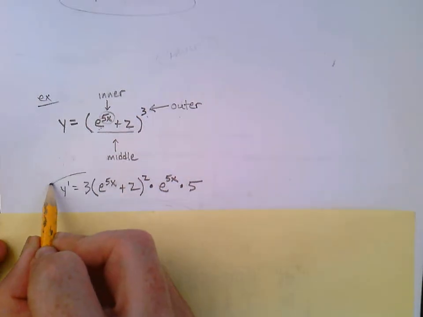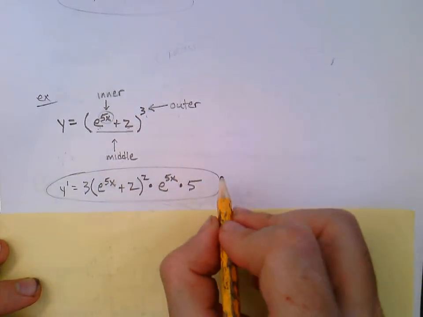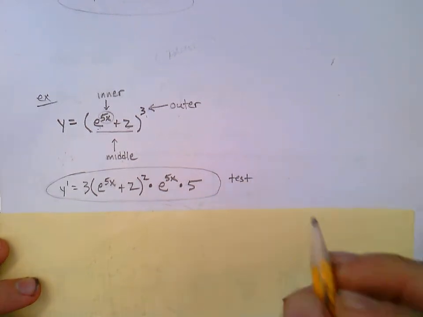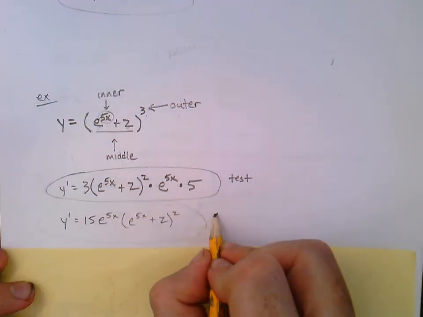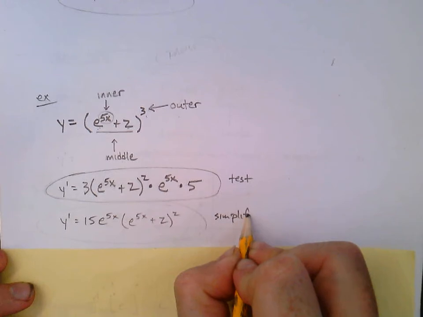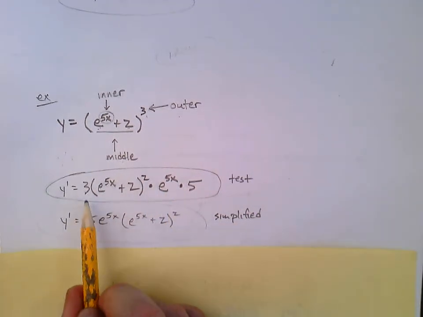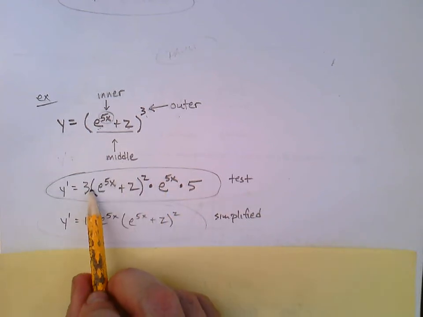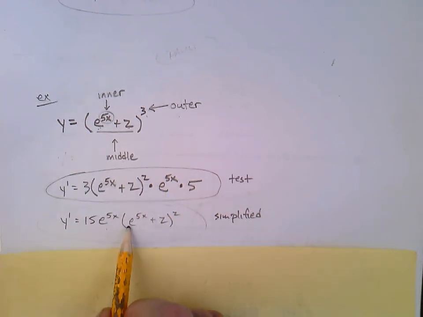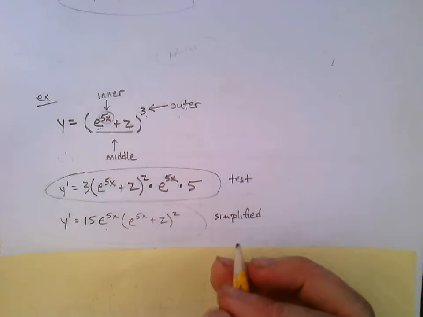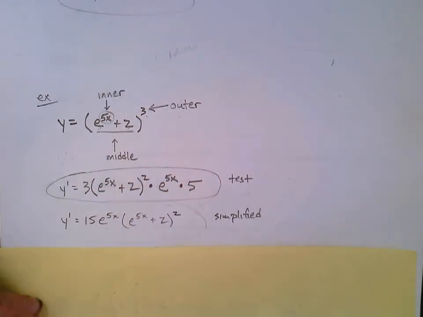So if this was a quiz or a test, you could stop right there. Or it wouldn't be too hard to simplify. Why is that? Well, we could say 5 times 3, and then we can maybe move that e to the 5x in the front, and then we can put the e to the 5x plus 2 squared like on the end. That looks like we're used to seeing things. So there you go. A chain rule with 3 layers.